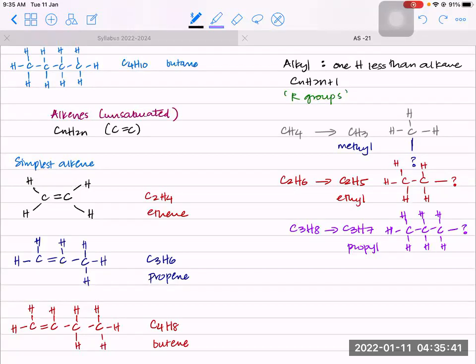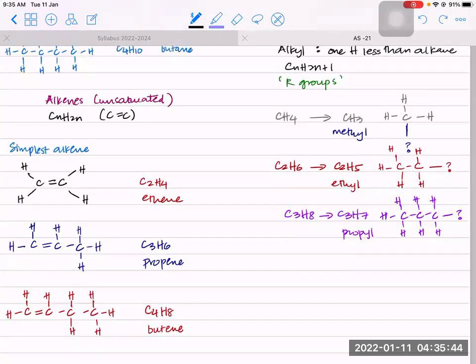Now, let's move on to the next functional group. We have cycloalkane.